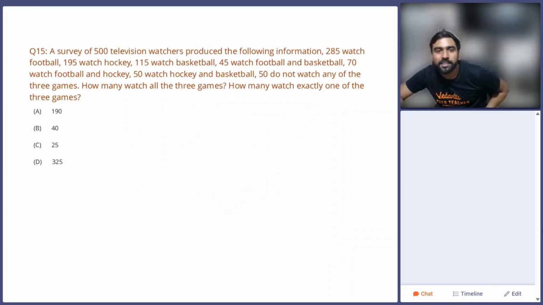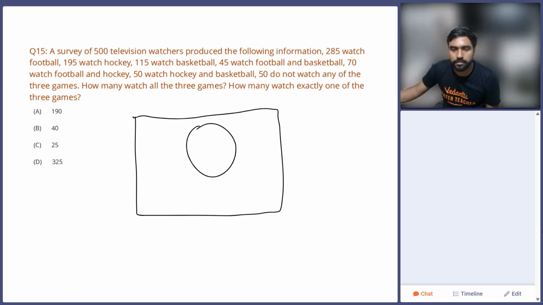Sure. Moving on. Okay, a survey of 500 television watchers produced the following information. 285 watch football, 195 watch hockey, 100. This is a very standard type of question. Let's draw the 3 sets Venn diagram.